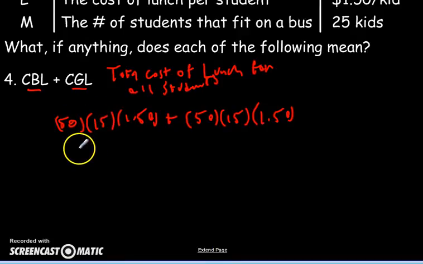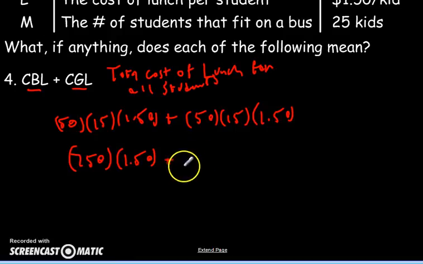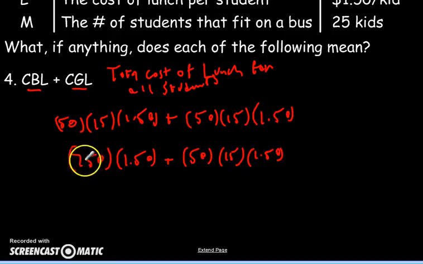50 times 15 is 750, times $1.50. Okay. $1.50 is the same thing as 1 1/2. So this and another half of this. Half of this is 37.50. So this should be 3.